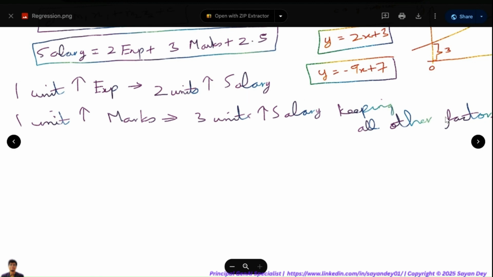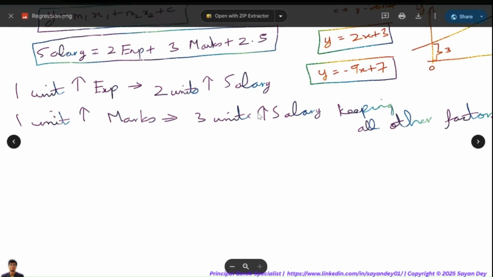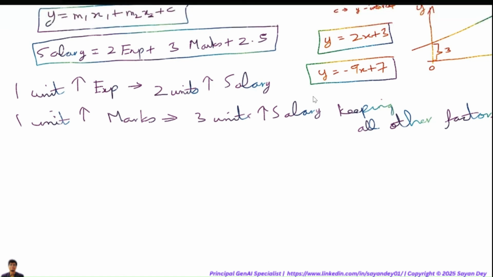And keeping every other factor constant, if the marks go up by 1 unit, the salary goes up by 3 units. So this is very interesting, which tells you that the marks have a very, very important role to play in the salary. Let's say it's a very scientifically developed exam. Let's say all the company employees and all the departments have come together and framed the questions as an example. So they have tried to frame the questions in line with the kind of work they do and the use cases they follow.